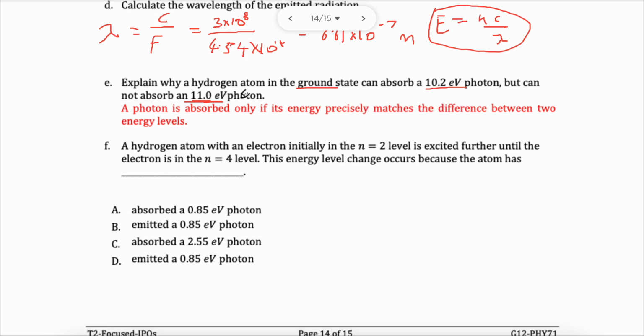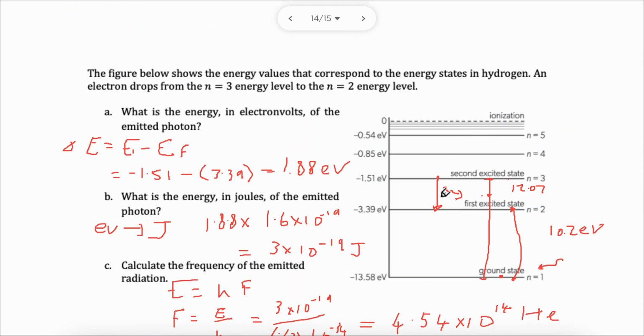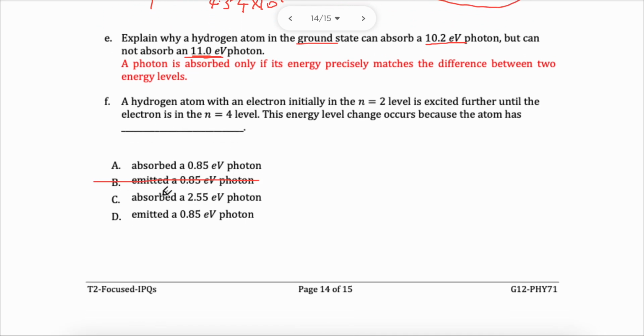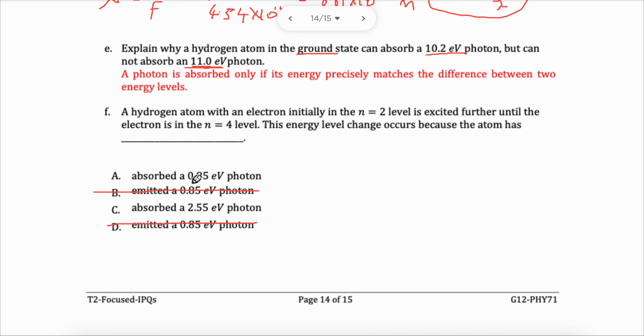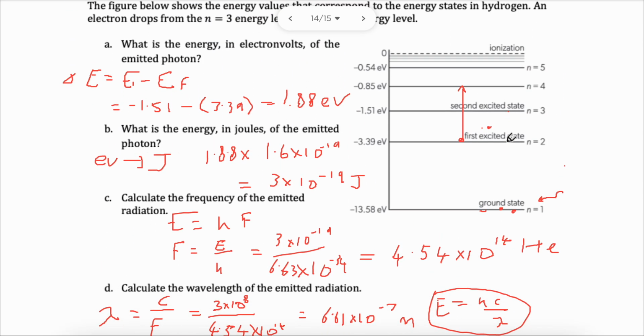So very good. Okay. A hydrogen atom, initially at 2, is excited until it gets to 4. If it's excited, remember, if it jumps up, that means it has gained energy. It went up from 2, it absorbed energy. If it comes down, it emits energy. So straight away I'm going to ignore B and I'm going to ignore D. Now we just need to find the difference between the two.